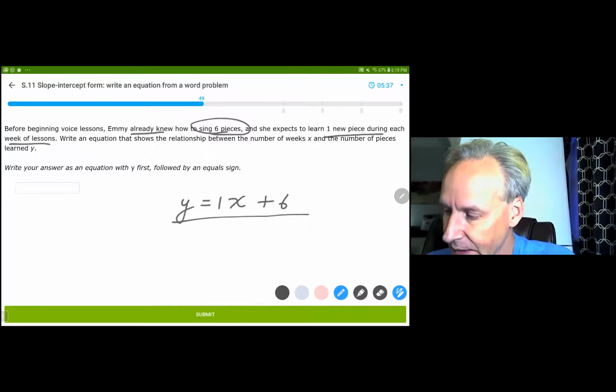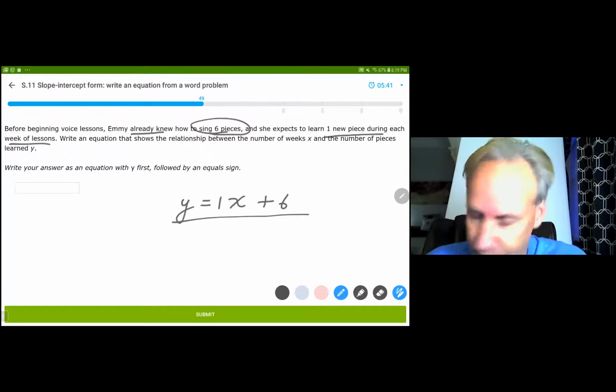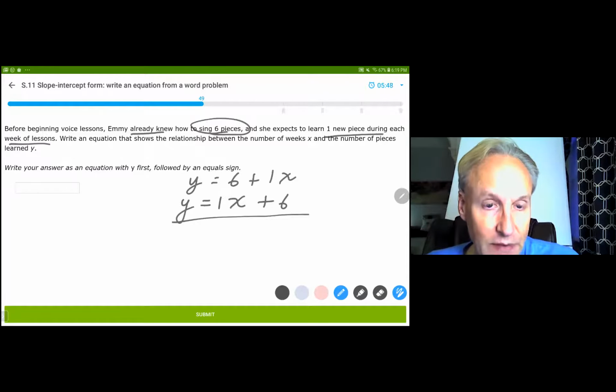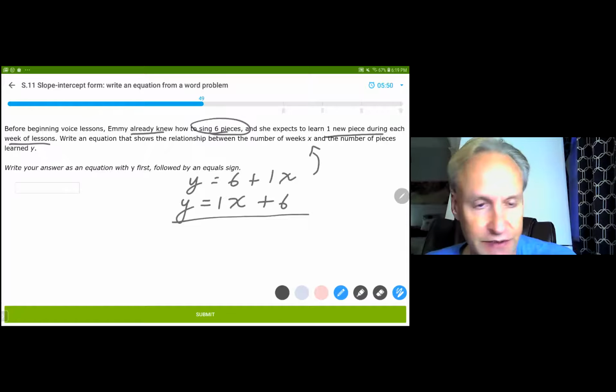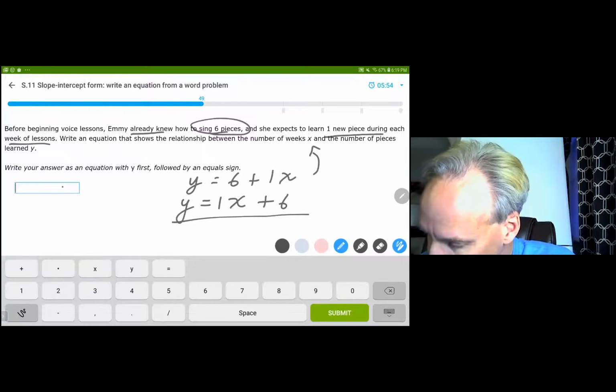I just like to write it. I like to be consistent, and most people recognize the form y equals mx plus b. So we could have just as easily started with the 6 and then added 1 each week. And it may have made more sense in relationship to this problem, the way that they wrote it anyway. It doesn't matter, it works either way. Y equals x plus 6 again.